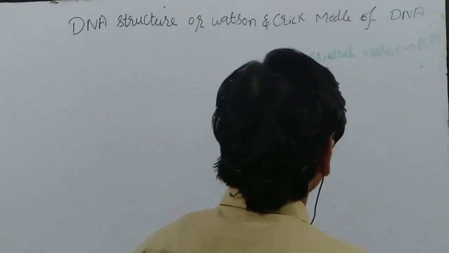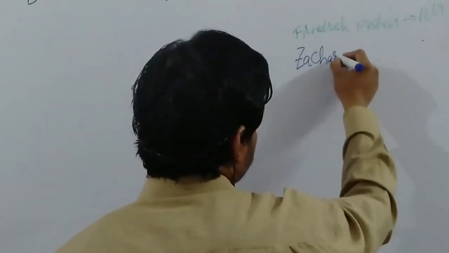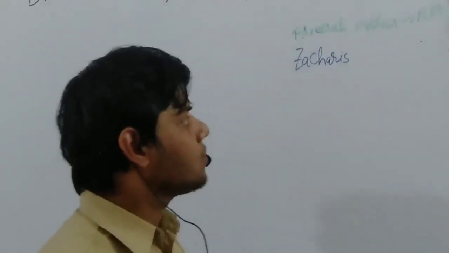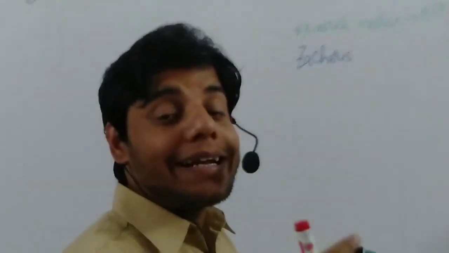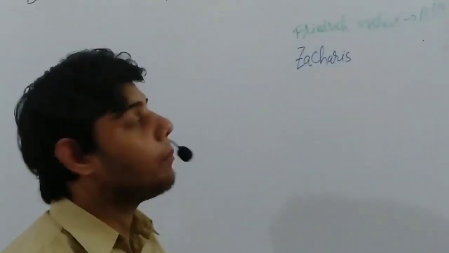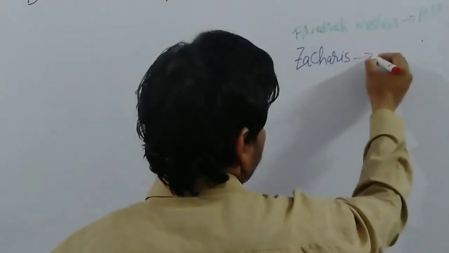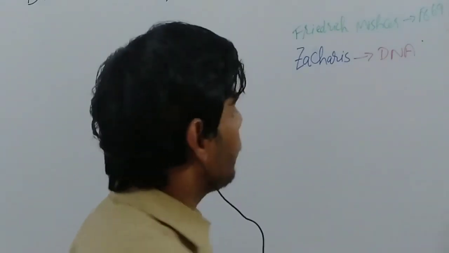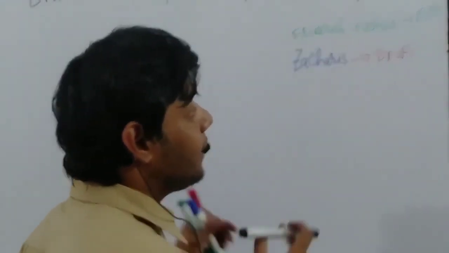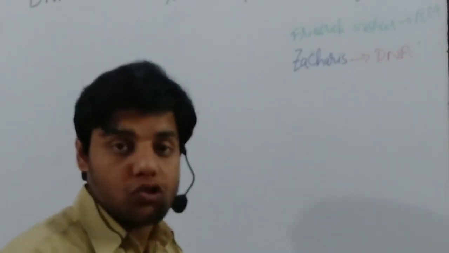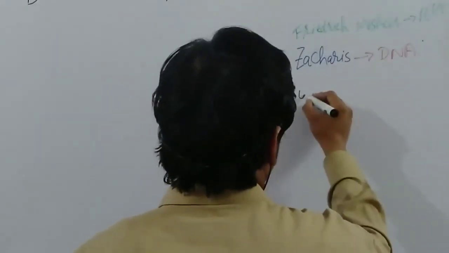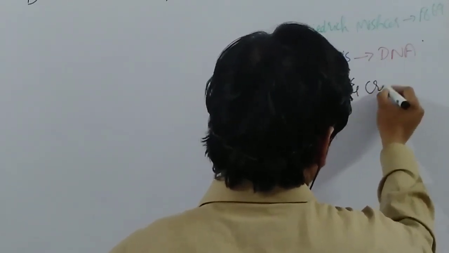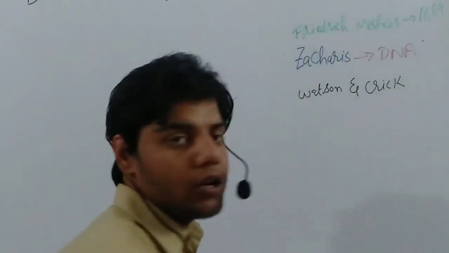Then we have another scientist, whose name was Zacharias. The term DNA was given by Zacharias. And the whole complete structure of the DNA was discovered by Watson and Crick. They discovered the structure of the DNA.